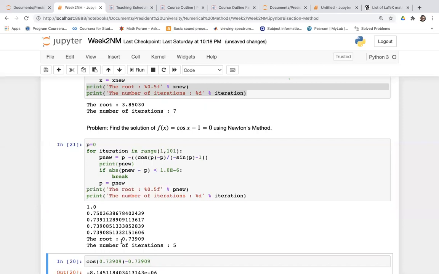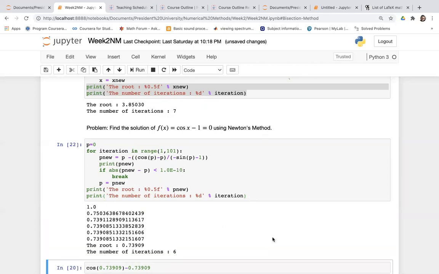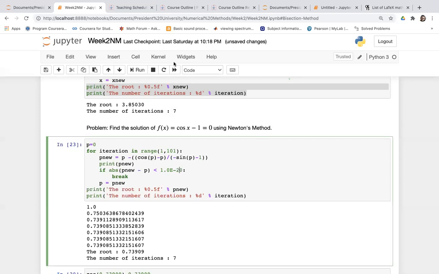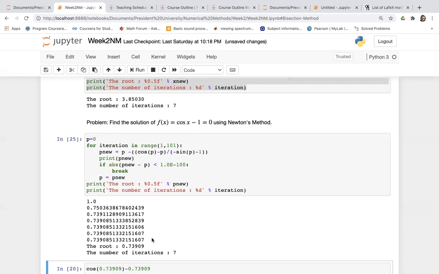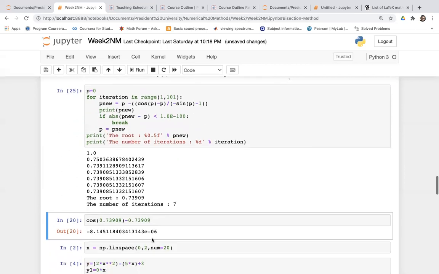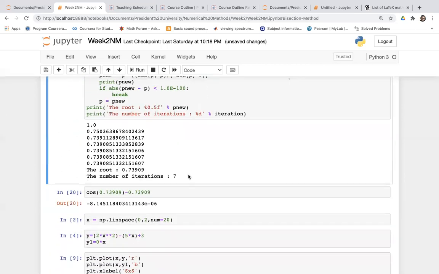Yeah, until 5 iterations. If you want to have more accuracy, let us put until power -10. Okay, so it's 6 iterations, and then power -20, 7 iterations, 50, again 7 iterations. Let's say 100. Yeah. You see, this is the result.